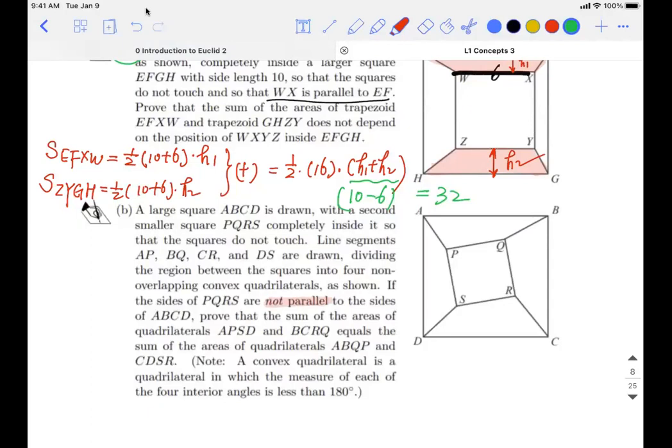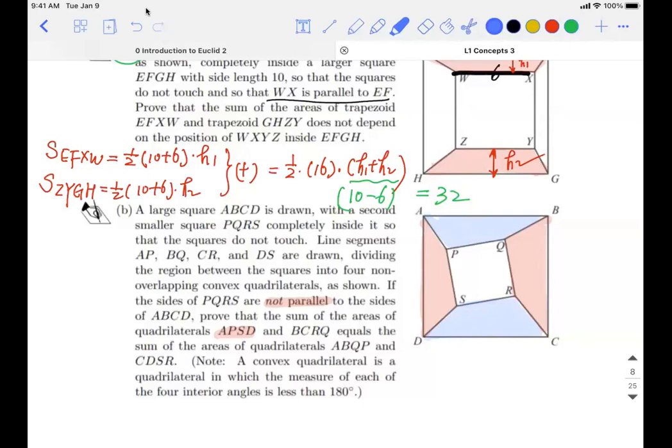Prove that the sum of the area of the quadrilateral APSD, let me use the color, this guy, and BCQR, this guy. So these are the two red, equals the sum of the area ABQP. Let me change the color. ABQP, this guy, and the area of CDSR.